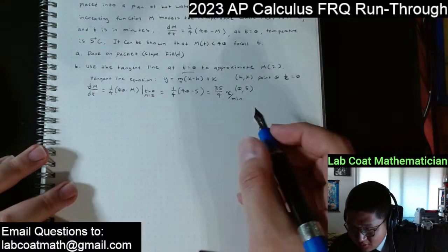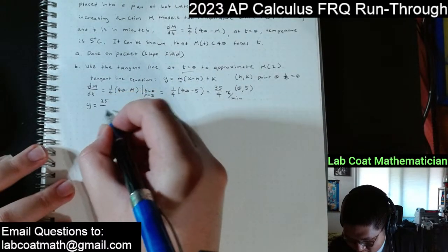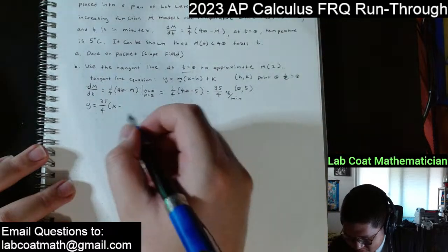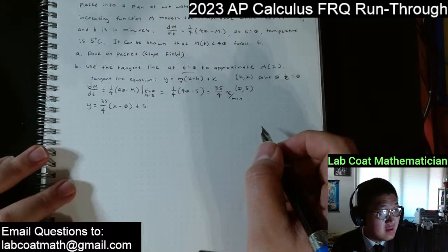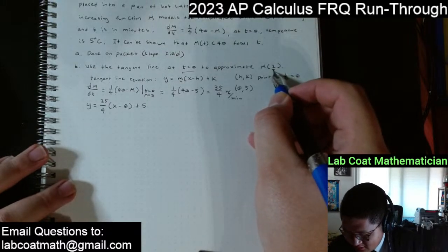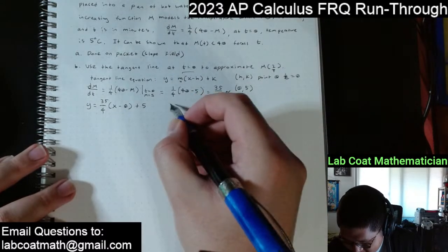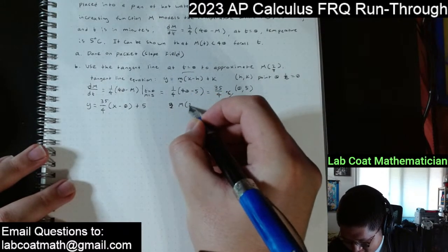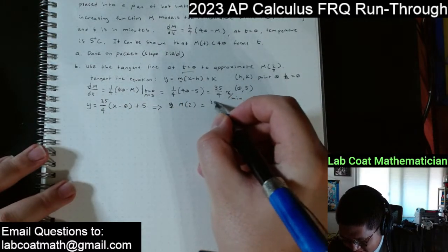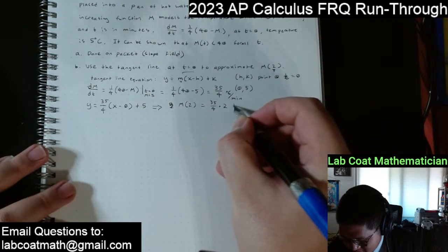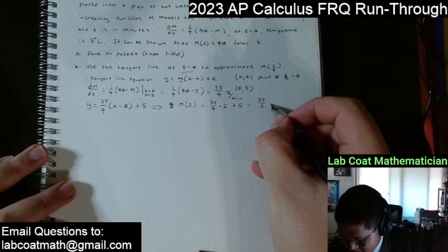So we can throw all of this together. The actual equation is y equals 35 over 4 times (x minus 0) plus 5. We need to approximate for the time equals 2 case, so if we go M of 2 for that function evaluated at a specific point, that's 35 over 4 multiplied by 2, plus 5 on the other side. By canceling out, that's 35 over 2, plus 5.